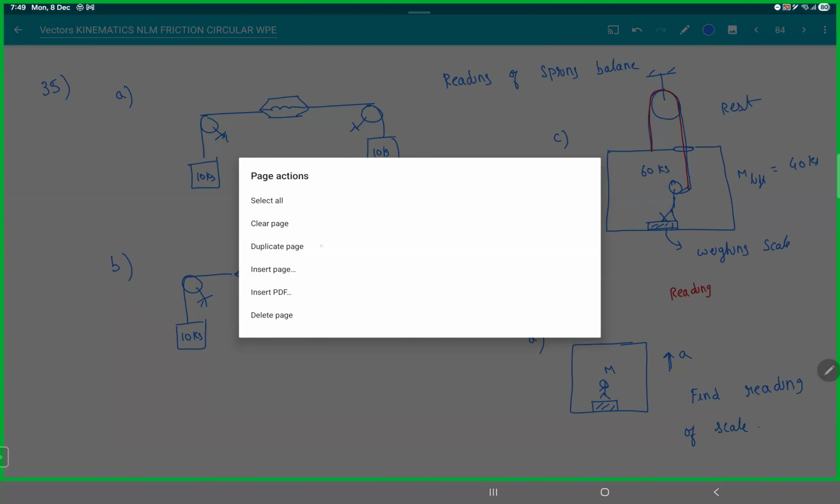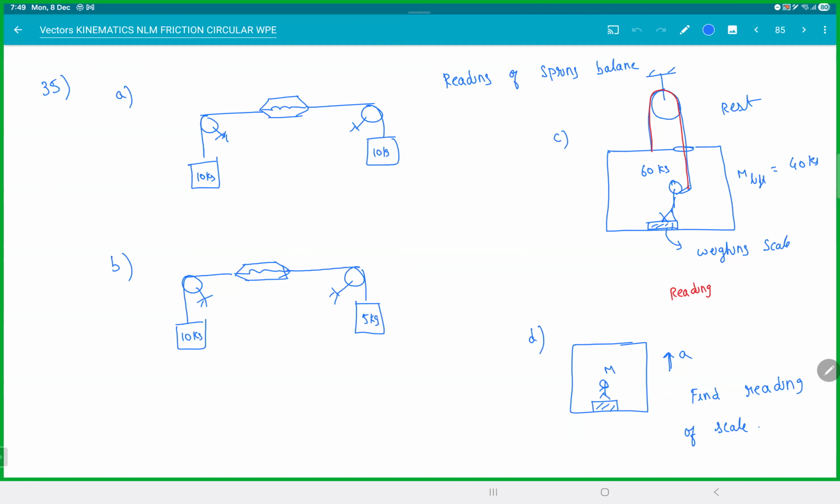This was easy. So what does the spring balance measure? It actually measures tension in the string. And what does it show? So it shows the tension. So here, what will be the tension? 100. So the reading will be 10 kg. So the spring balance will show a reading of tension by g.